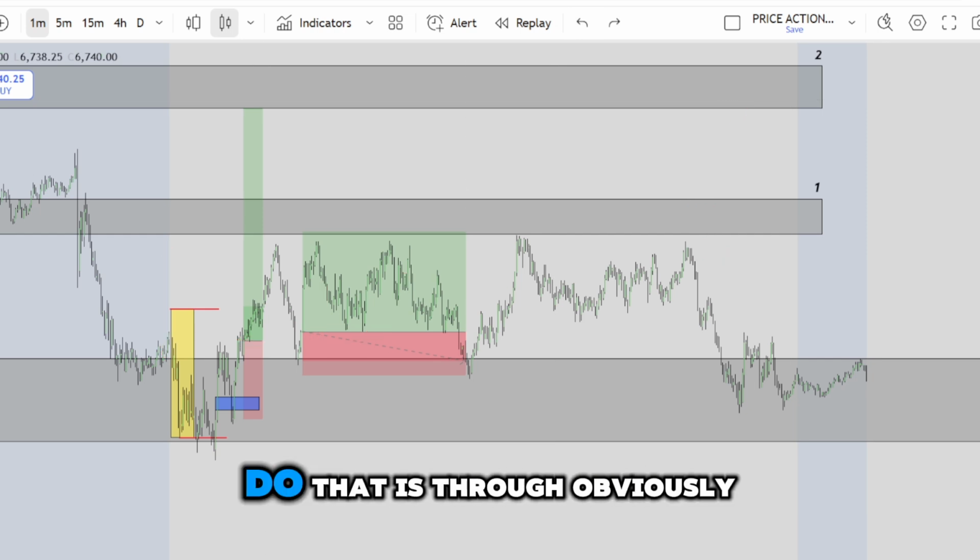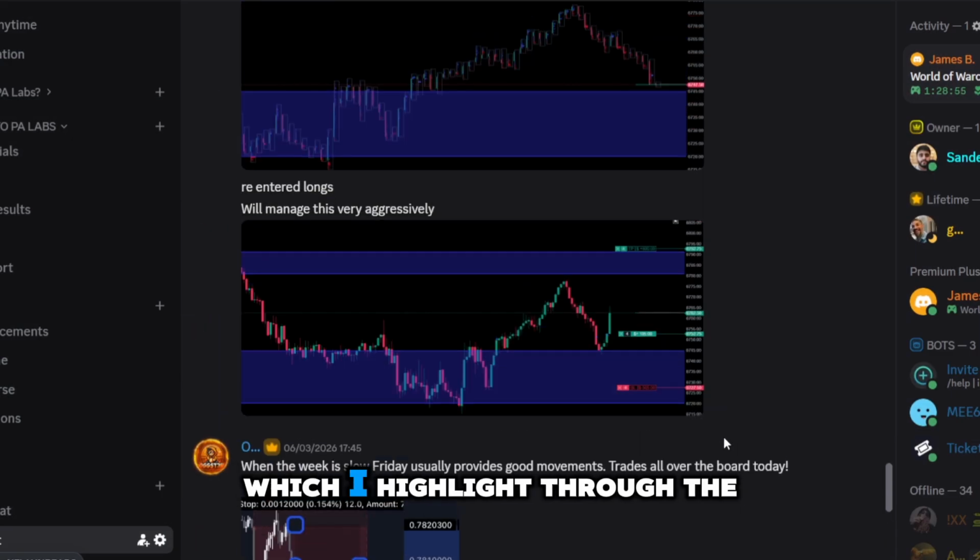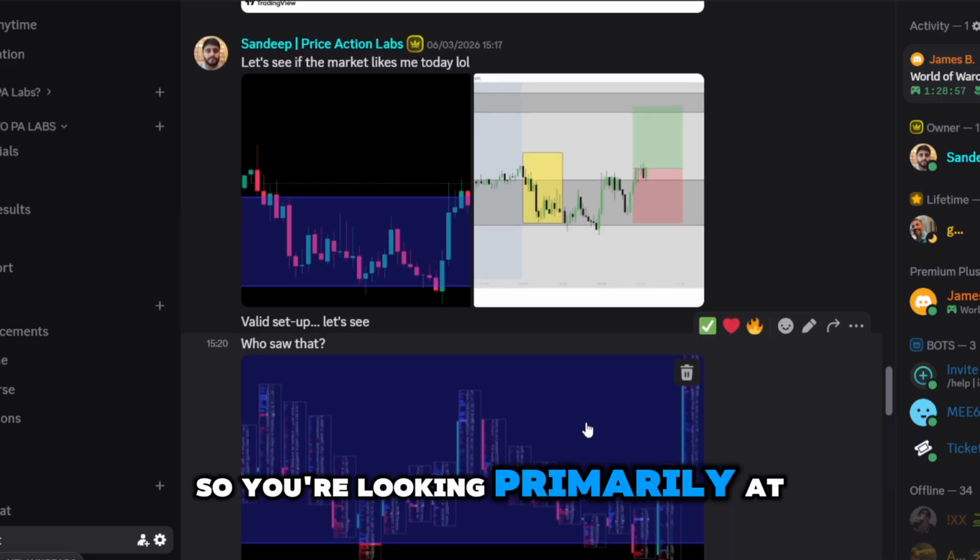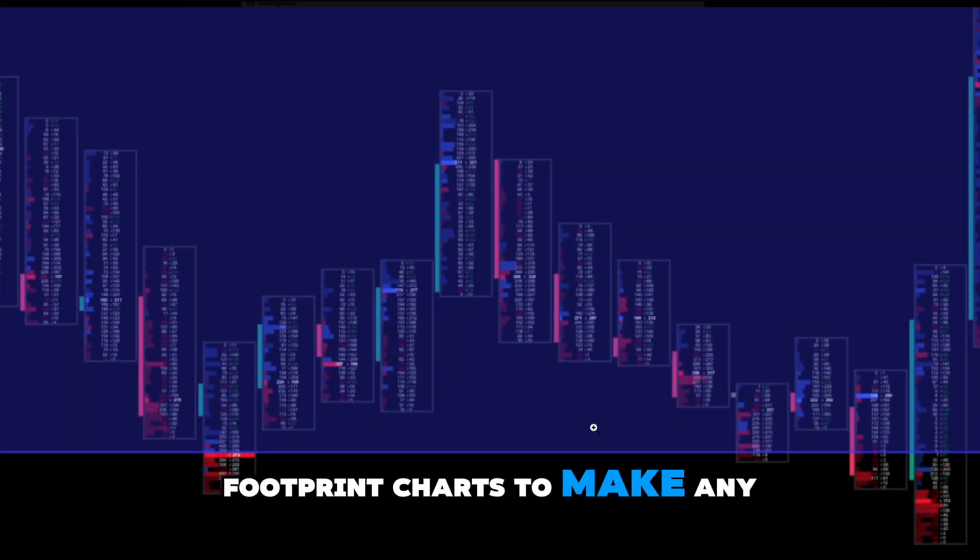So the way that I do that is through obviously the 3-step process, which I highlight through the Discord as well. So you're looking primarily at footprint charts to make any decision when you trade on those lower time frames.